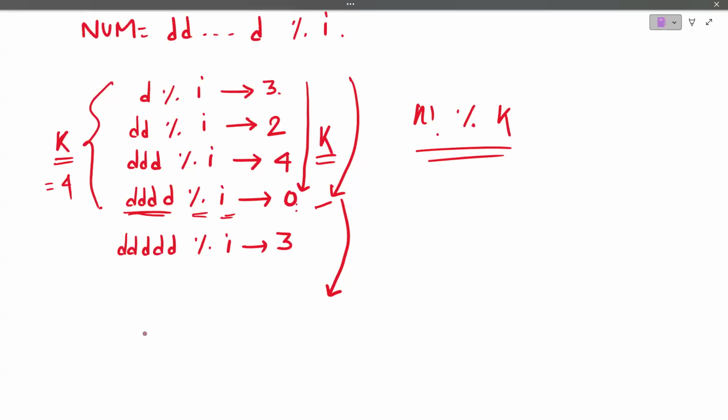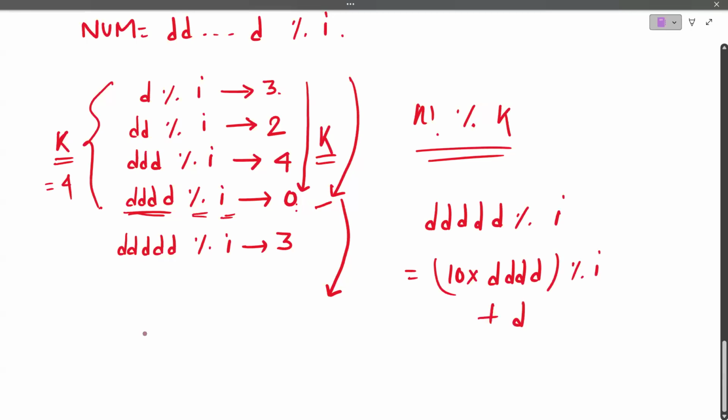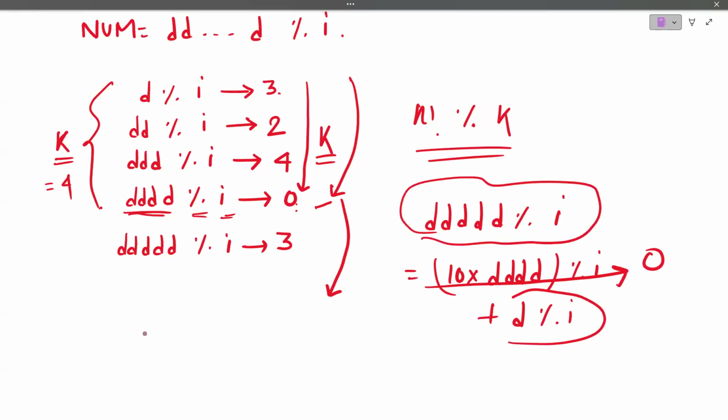Why so? Because what is 5 times d modulo I? This is nothing but 10 times 4 times d modulo I plus d modulo I, right? But we know that 4 times d modulo I is 0. So this entire thing vanishes to 0. That means 5 times d modulo I is simply d modulo I. So that means if you ever get a 0 here, things will start looping. After 0, you will again get back a 3. So after this, you will again get 3, 2, 4, 0. So things will start looping.